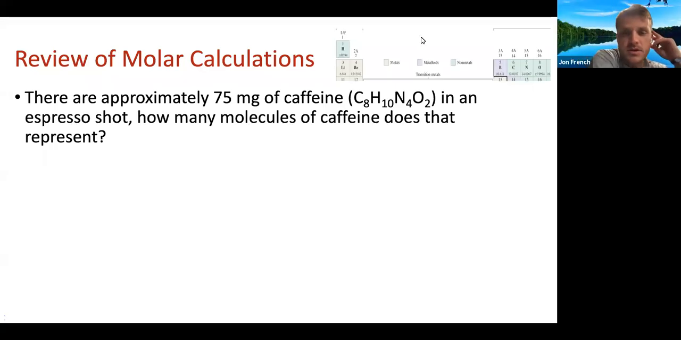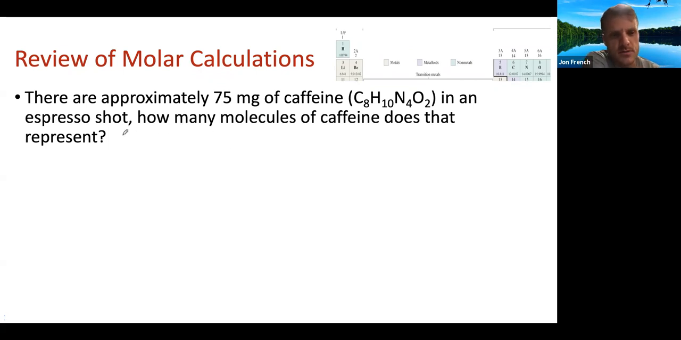I know we worked on this question in class, but I just wanted to give you another chance to see that material and see this process, right? So in class, we answered this question of having 75 milligrams of caffeine with the formula C8H10N4O2. How many molecules does that represent?